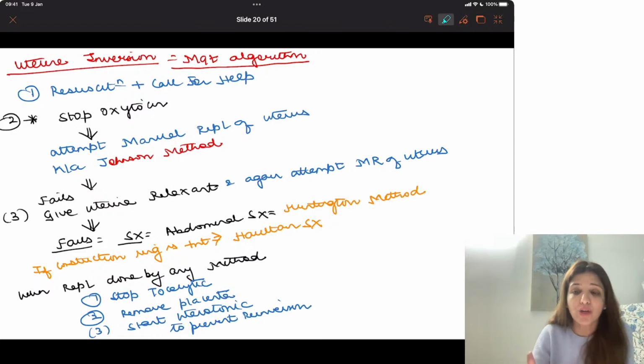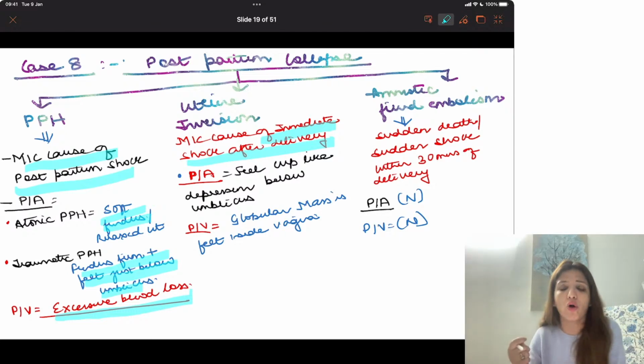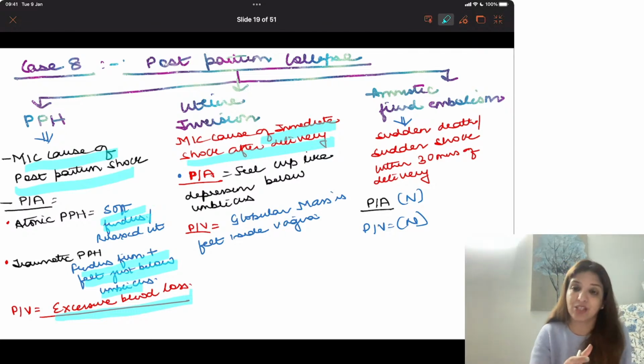Now, in uterine inversion, as I told you, on per abdominal examination your question is going to say that you are getting a cup-like depression just below the umbilicus. On per vaginal examination, there is a globular mass felt inside the vagina. The question is going to say that the patient goes into shock immediately after delivery. The most common cause of uterine inversion is mismanaged third stage of labor. You pulled the cord and the placenta was not yet detached. That leads to uterine inversion.